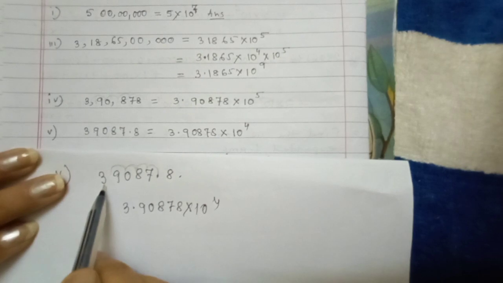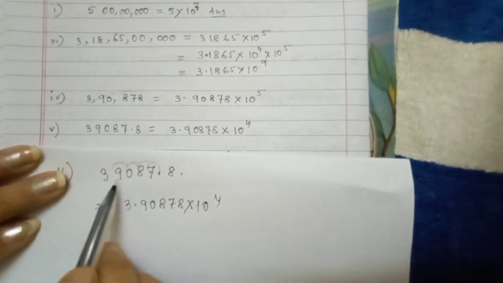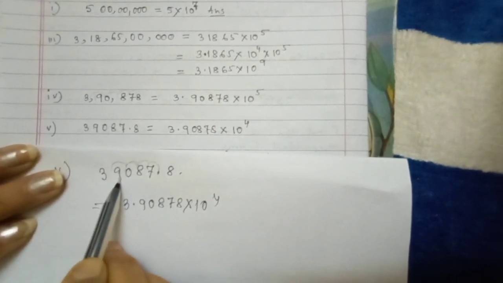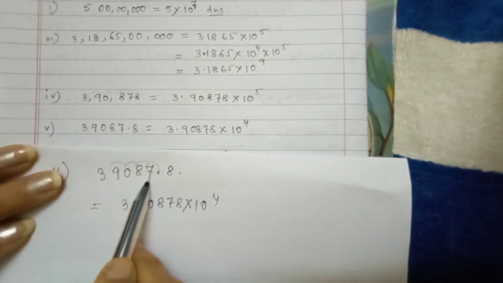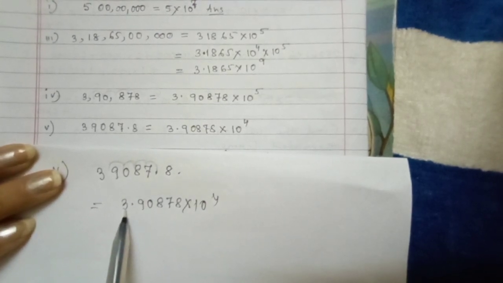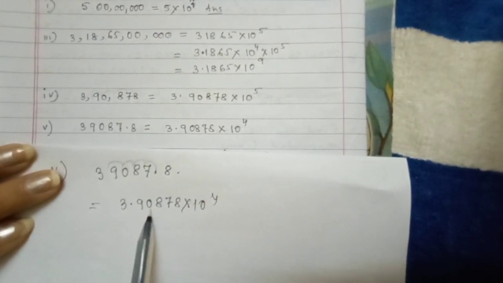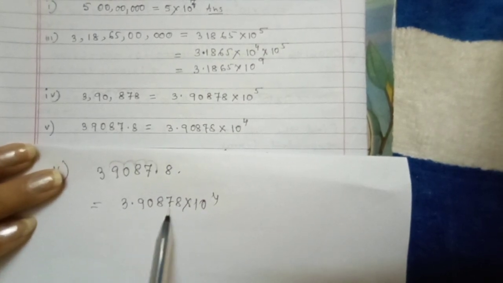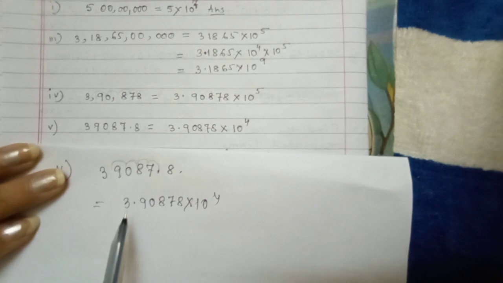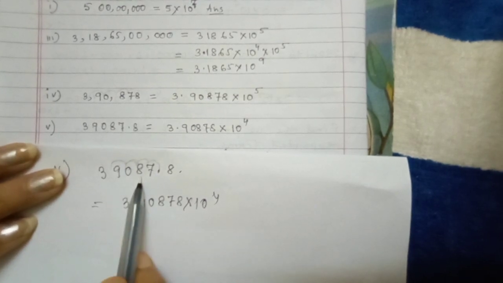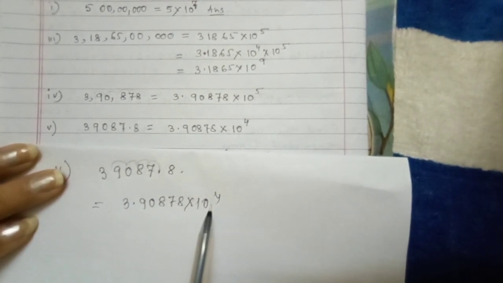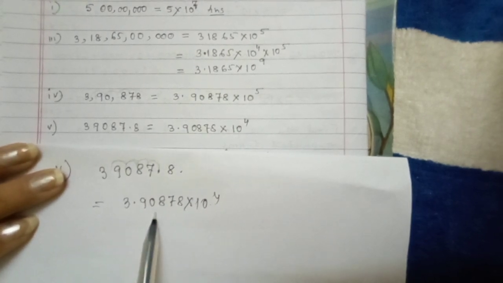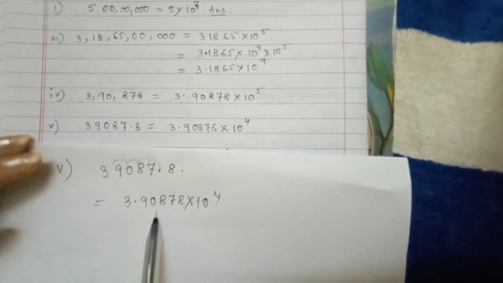The number previously was 39,087. Now the number has become 3 point something, a very small number. To make it similar to the original number, we have to multiply it by 10 to the power 4, so that this number and this number become the same. Understood?